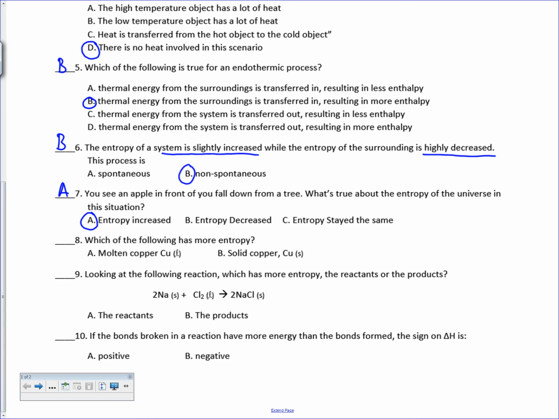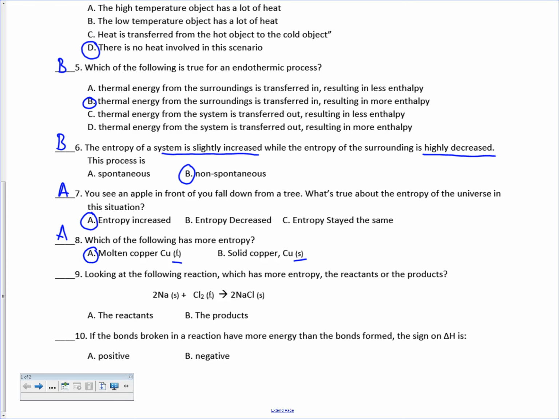Going on, it says, which of the following has more entropy? Looking at this, entropy again means dispersal or disorder or something along those lines in chemistry. So if we're looking at molten copper, which is liquid, and solid copper, which is solid, liquids have more entropy because they're more spread out, they're hotter probably, things like that, which means the particles are moving around more. More possible states are accessible, so this one is going to be A.